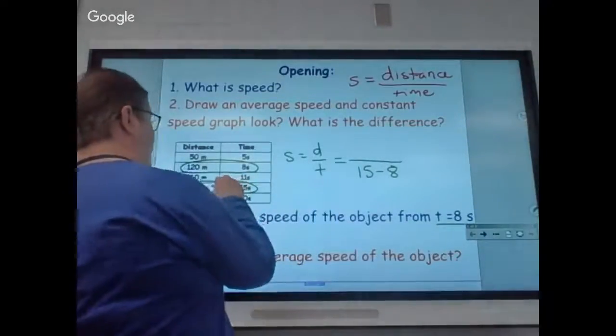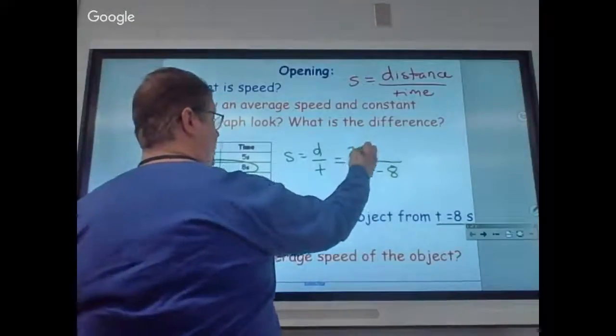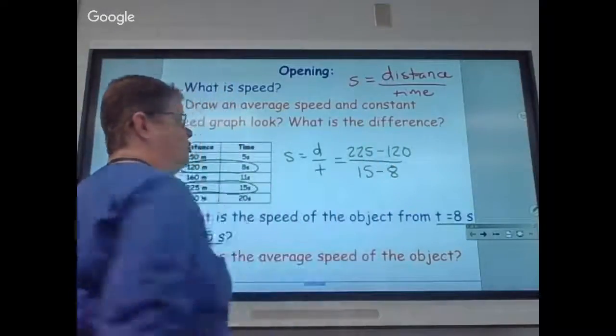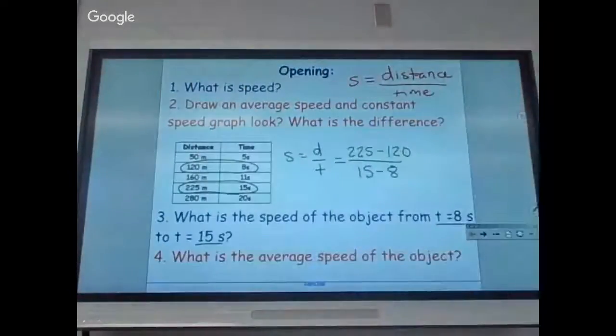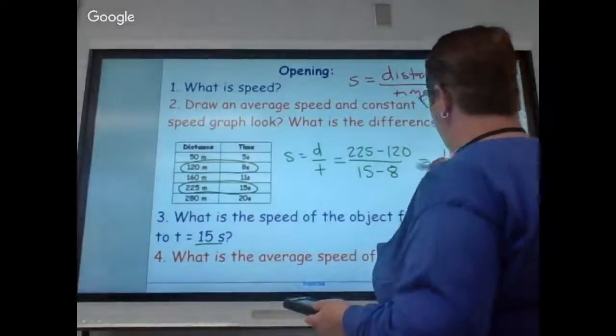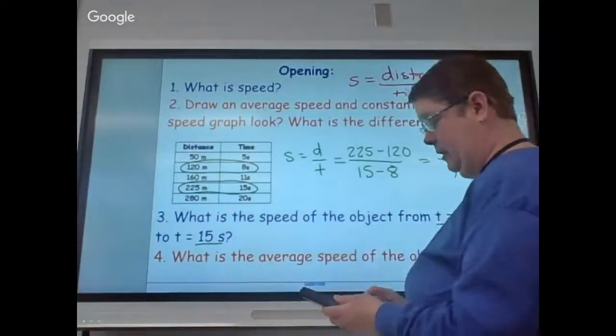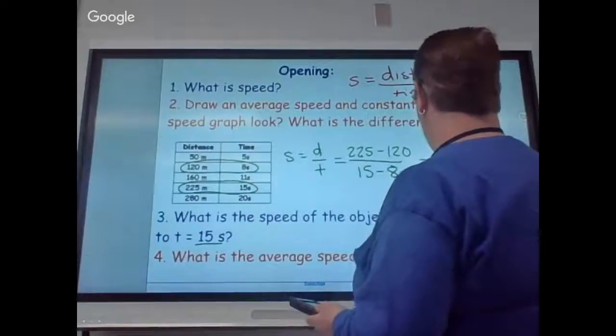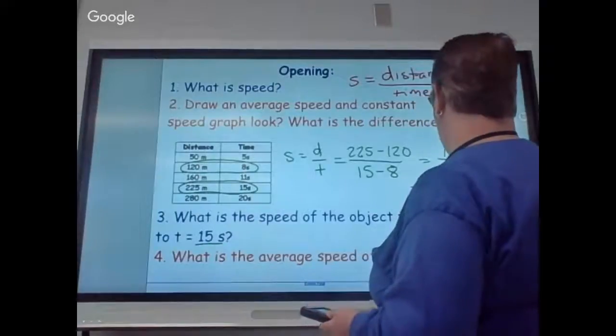So we're going to put the 225, which goes with the 15, right above it, and the 120, which goes with the 8, right above the 8, and we're going to subtract them. Okay? So 225 minus 120, I get 105. Over 15 minus 8, that's 7. So 105 divided by 7, I get 15. And my units are meters over seconds.